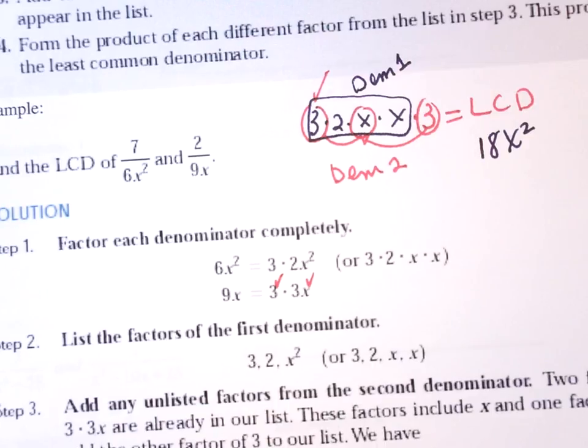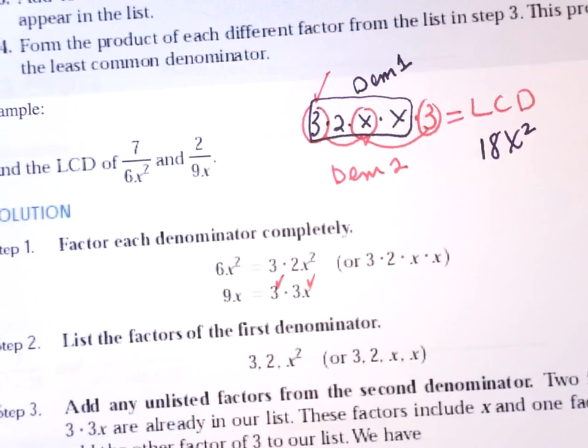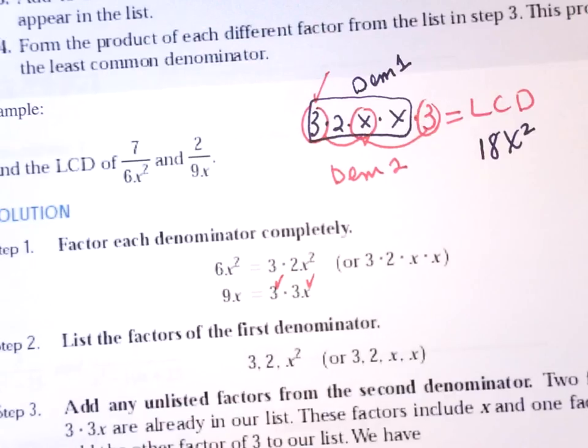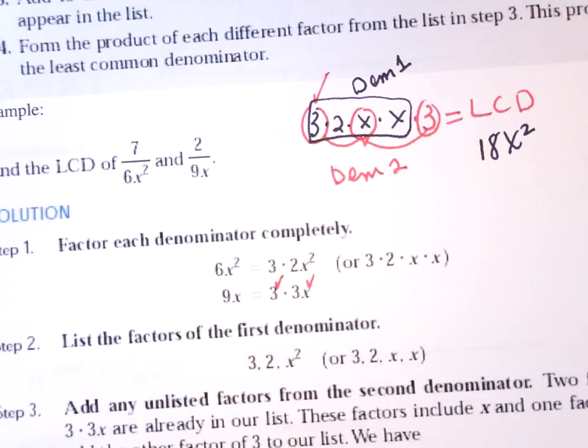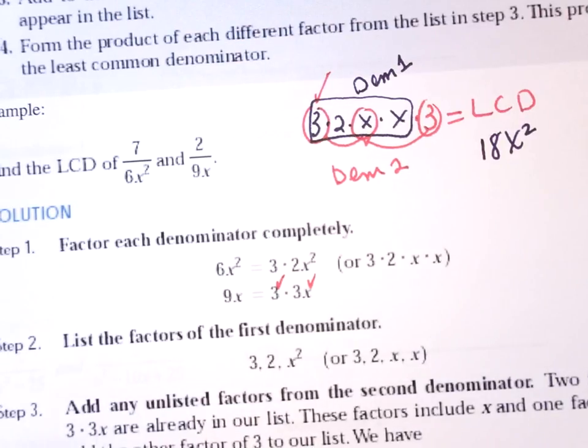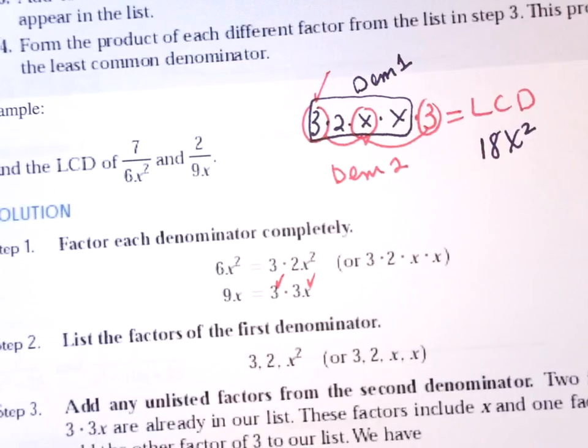And that's what an LCD is. An LCD is going to be a product of both. It's going to be a product of both denominators, and you will be able to see both denominators in the LCD. It's not all one by itself necessarily, or all the other by itself. It's a combination of the two denominators into one denominator. That's what an LCD is.